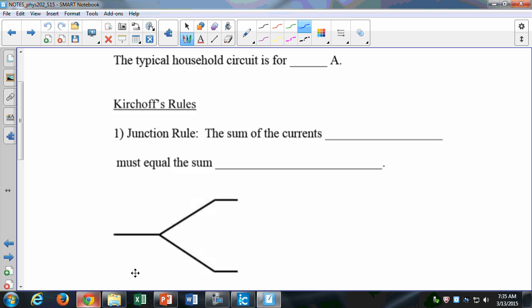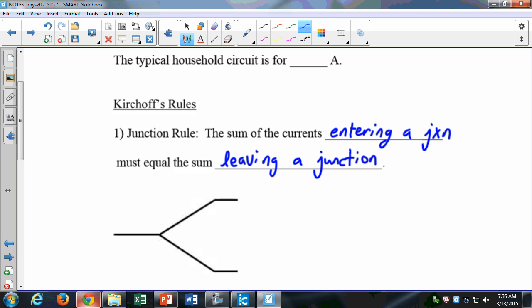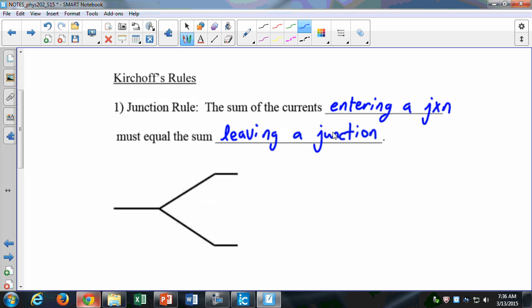The junction rule says that the sum of the currents entering a junction must equal the sum leaving the junction. There, JXN is for junction. All right, I skipped a couple pages in your book. We're going to come back to it when we do household circuits. Okay. Kirchhoff's rules. This is the junction rule.